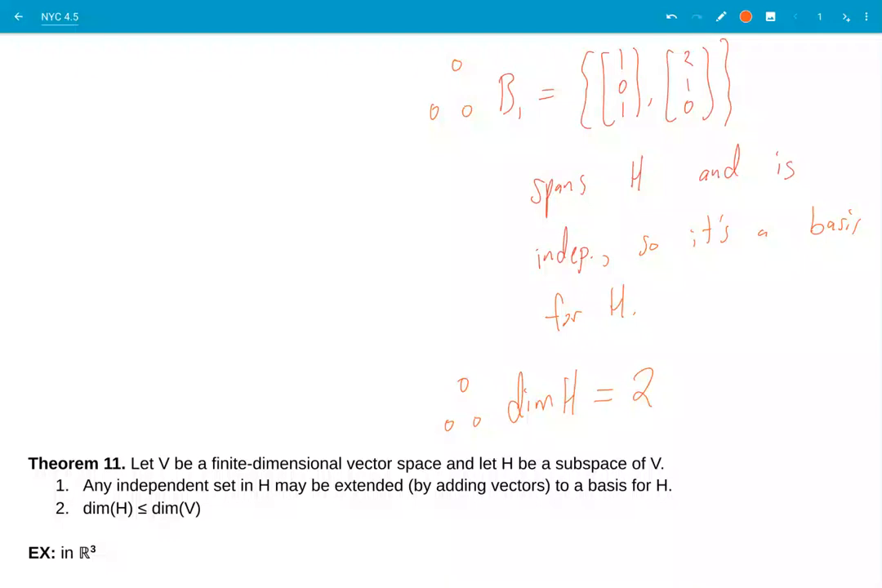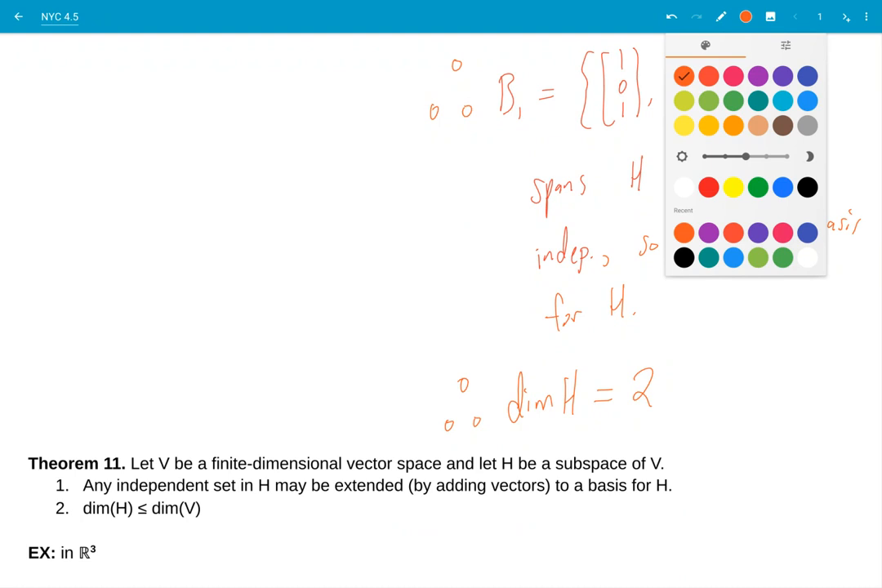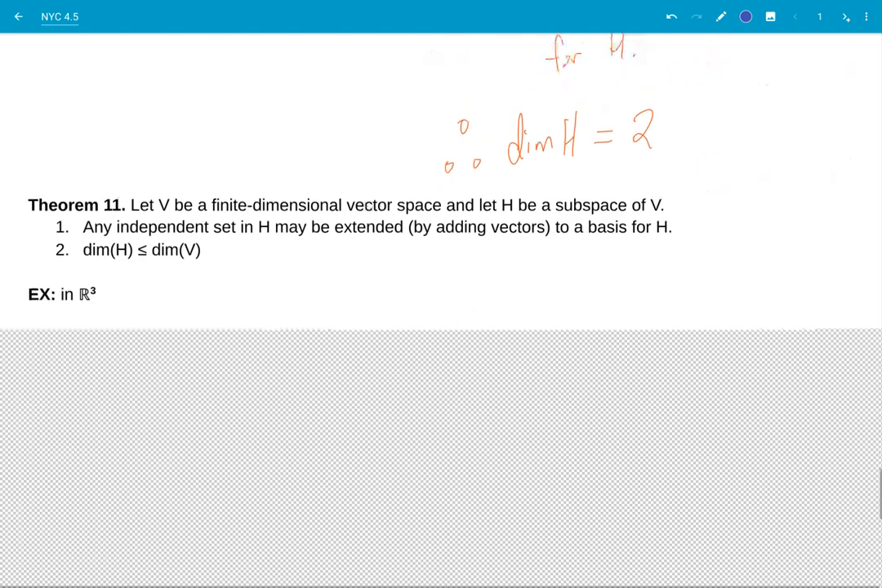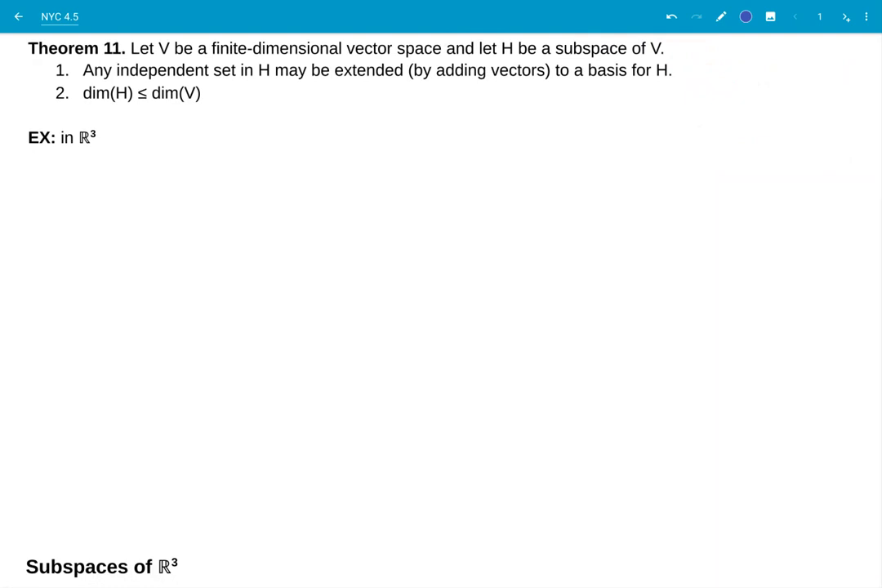Okay, another day, another theorem. Pause and copy, pause and copy. So what are we saying here? Saying that if you start with something independent, then you can add vectors, not willy-nilly, but there is a possibility of cleverly adding vectors and eventually arriving at a basis. Okay, let's do an example to see how this works out.